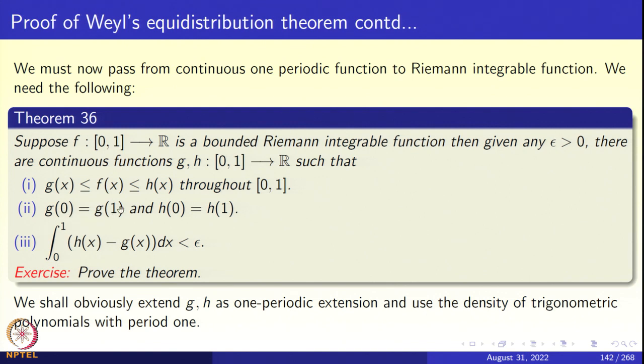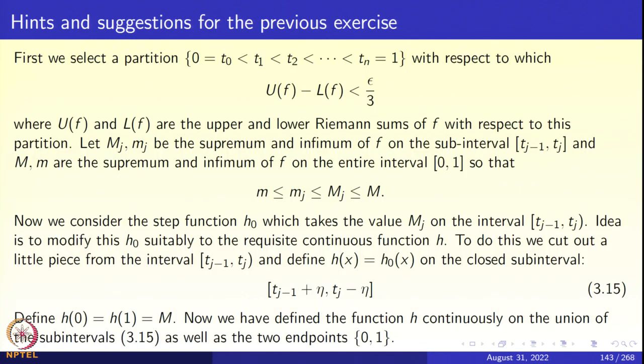Because g0 equals g1 and h0 equals h1, the one-periodic extensions of g and h will be continuous. Therefore, I can use the result that we have proved for g and h. So, first let us select a partition of the closed interval [0, 1]: 0 = t0 < t1 < t2 < ... < tn = 1.